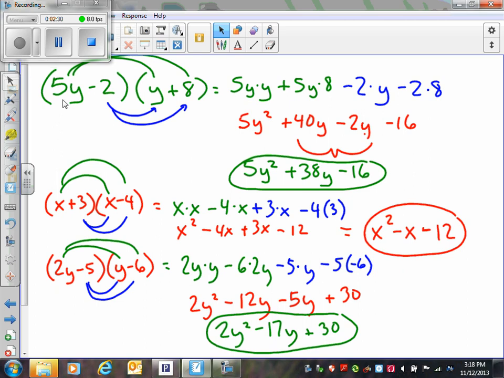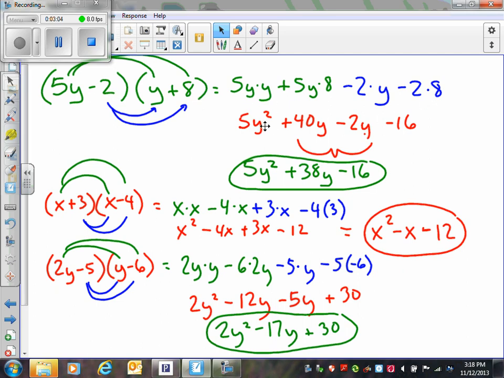Now on this page I did 3 more examples for you, and I want you to notice what happens when the signs change on these things. The first one I have 5y minus 2, that's my first binomial, and I'm going to multiply that by y plus 8, that's my second binomial. So remember, it's first terms, 5y times y. Outer terms, 5y times 8. Inner terms, negative 2 times y. And last terms, negative 2 times 8.